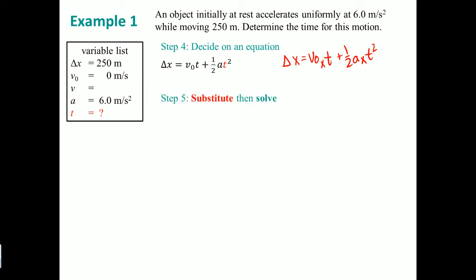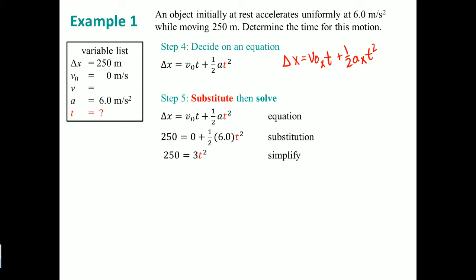Next, I can substitute then solve for the problem. This is my original equation. Make the substitution. So the 250 goes in for the delta x. The a goes in for 6.0. Simplify. That is me just doing the 1/2 times 6 becomes 3. Divide both sides by 3. I get t squared equals 250 over 3.